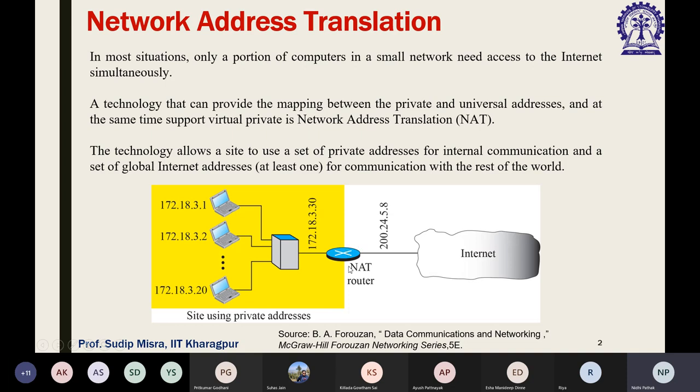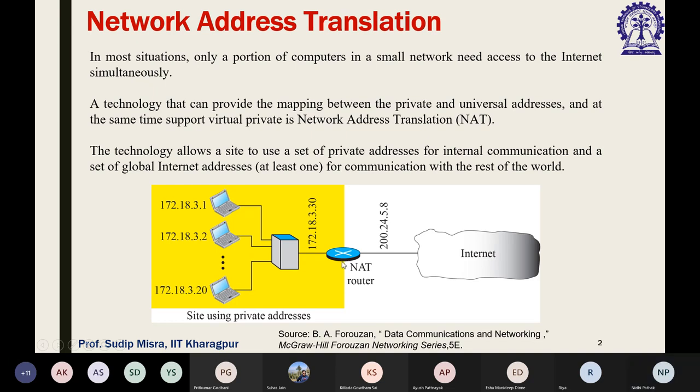Who is going to do the conversion? This NAT router is going to do the conversion. So the NAT router has 2 interfaces. One is the private interface, the other one is the public interface. So the NAT router basically does this mapping. Now the question is, when a particular packet from one of the private hosts is sent to this particular interface, what is going to happen?